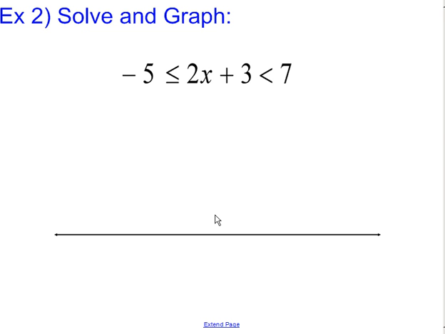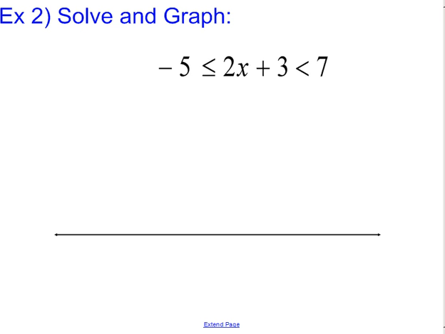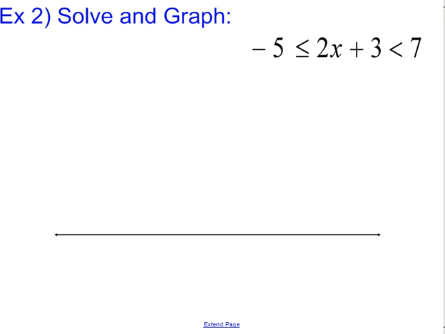Here we have -5 is less than or equal to 2x plus 3, which is less than 7. Now, there are 2 ways to do this. Let me move this over to here. We could, just like we did a moment ago, treat this like separate inequalities. I can have one inequality here, and I can write that over here. I could say negative 5 is less than or equal to 2x plus 3. Why don't you guys hold off a second? Don't write, because I'm going to show you a shortcut.